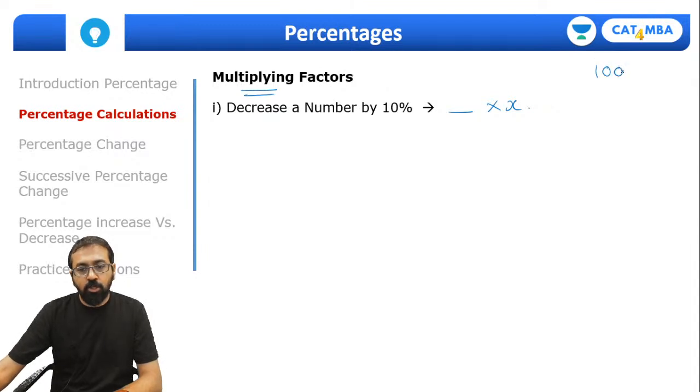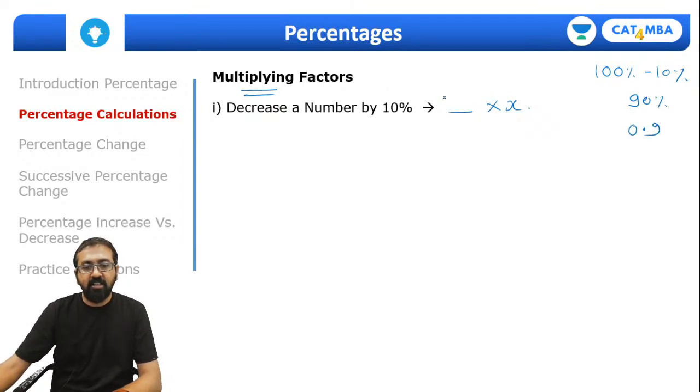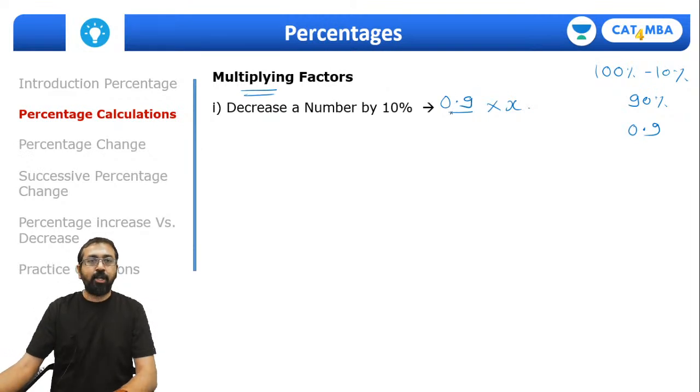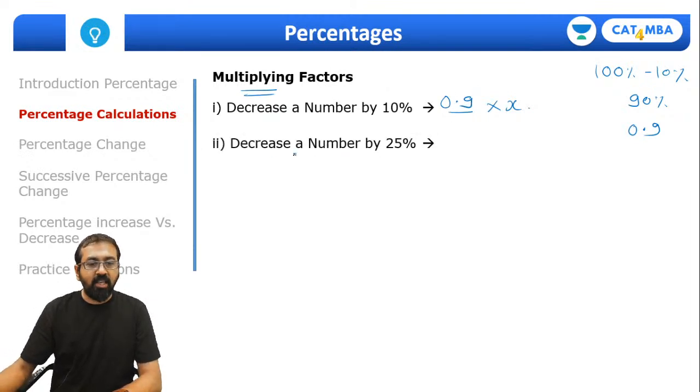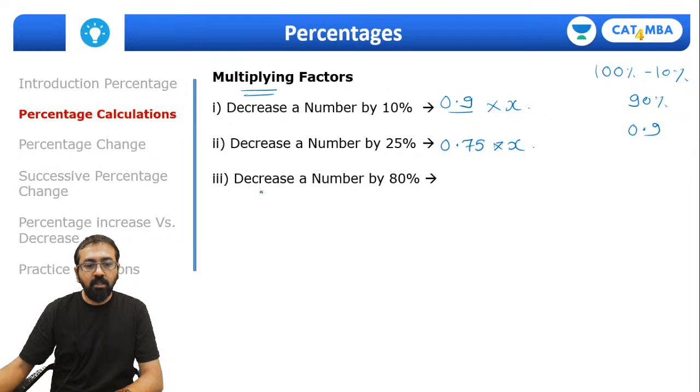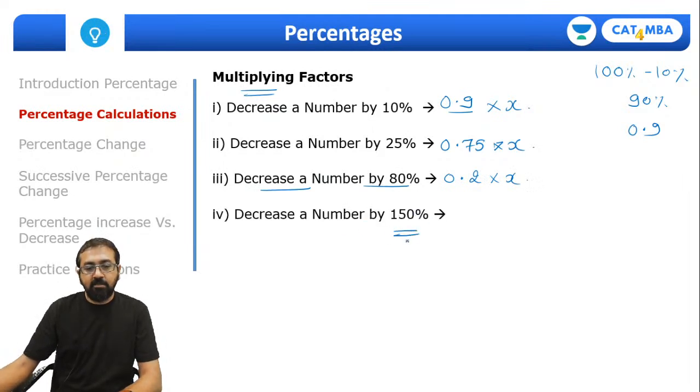Okay, if you are not able to figure it out, 100% minus 10% will be 90%. So you will write 0.9. The multiplying factor is 0.9 into x, correct? Decrease the number by 25%, so 100 minus 25 is 75, so 0.75 into x will be the multiplying factor. Decrease a number by 80%, so 100 minus 80 is 20, so you will multiply by 0.20, or you can say 0.2 into x.